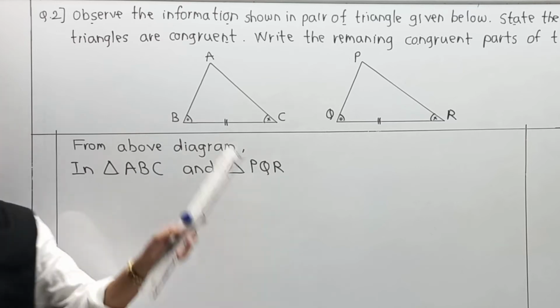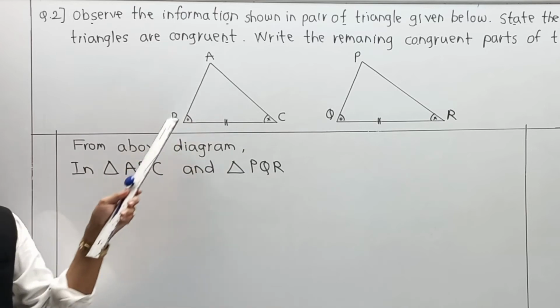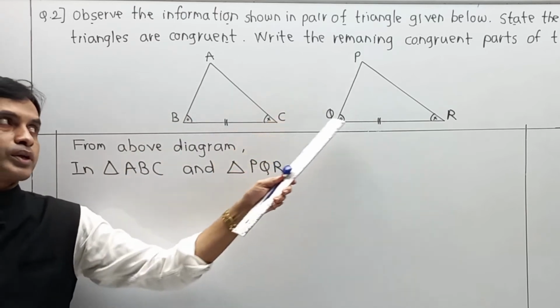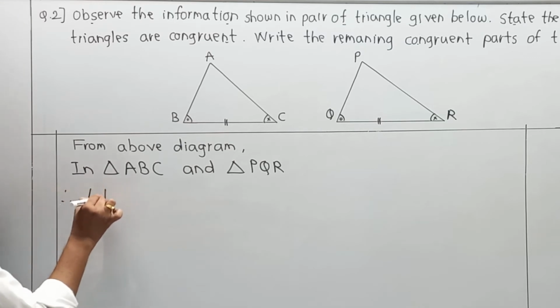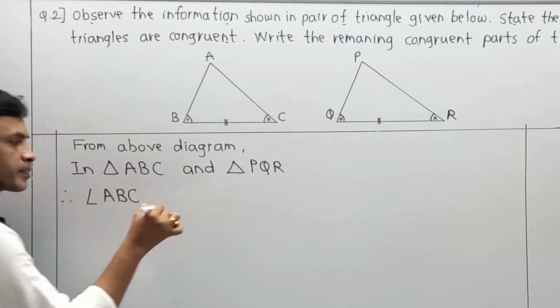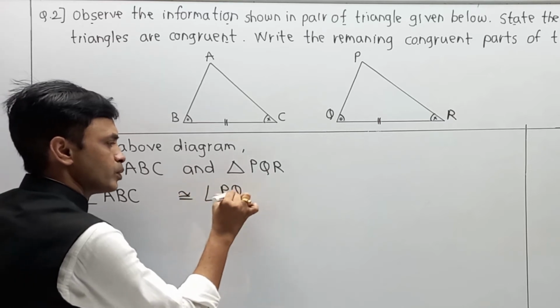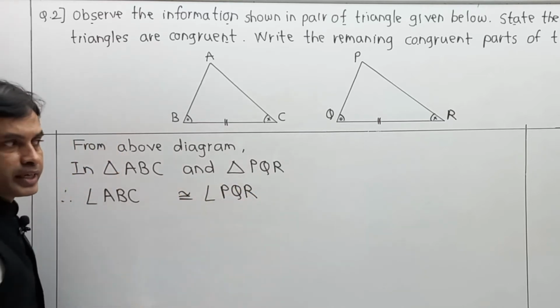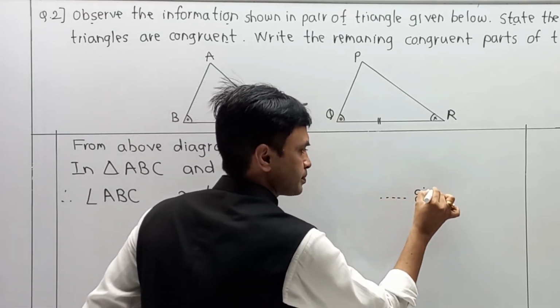So declare it first. First, angle B is congruent to angle Q, but the total name is angle ABC congruent to angle PQR. Therefore, angle ABC is congruent to angle PQR. They have given it, so in the reason you can mention it as given.